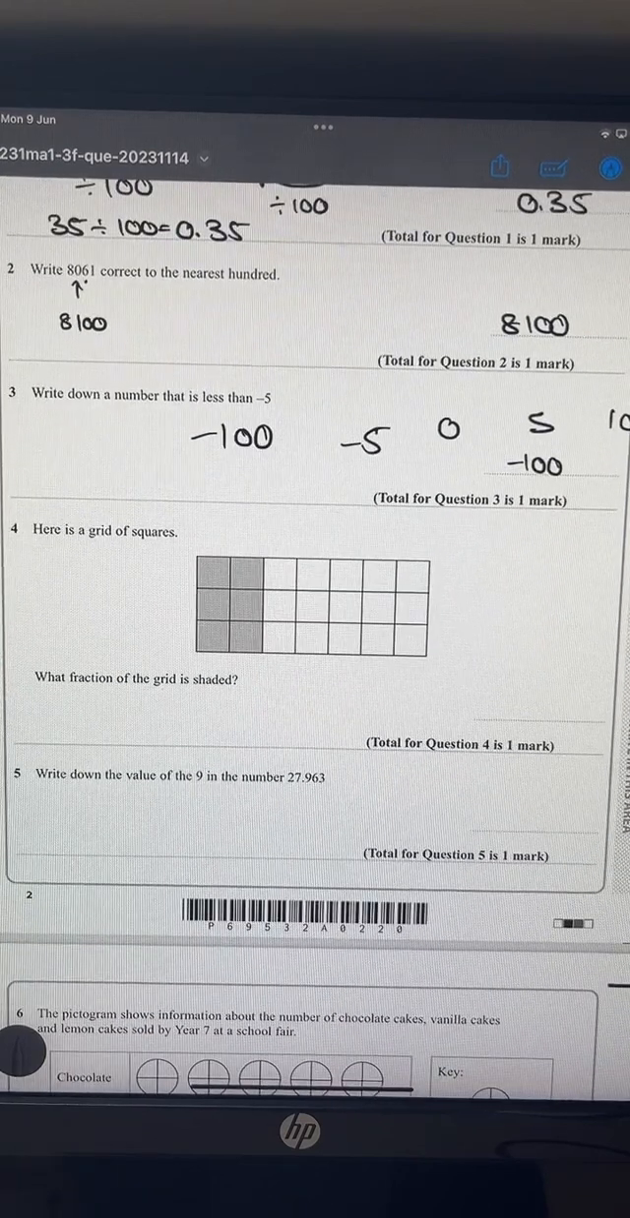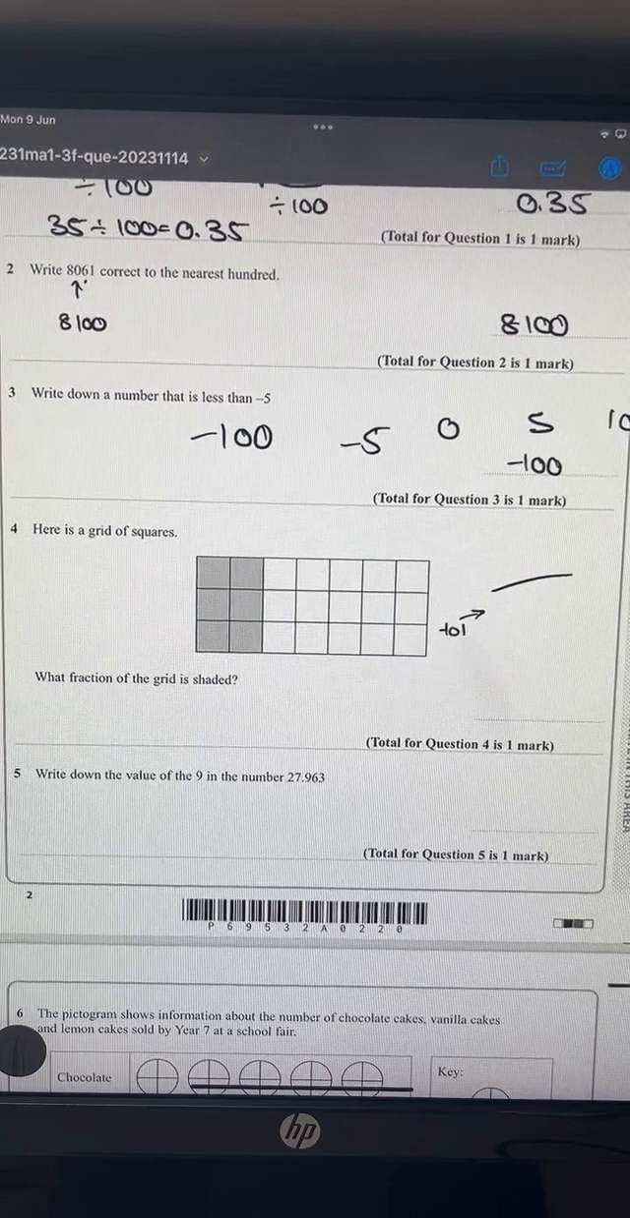Here is a grid of squares. What fraction of the grid is shaded? With these, just count, all right? So how many squares do I have in total? That will be my denominator, right? Because it's like a test score. This is going to be your total, and this is going to be how much you have. So this is half. All right. So how much is there in total? I've got 1, 2, 3, 4, 5, 6, 7.